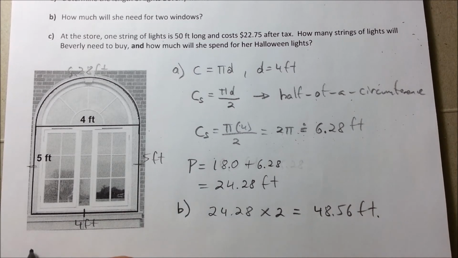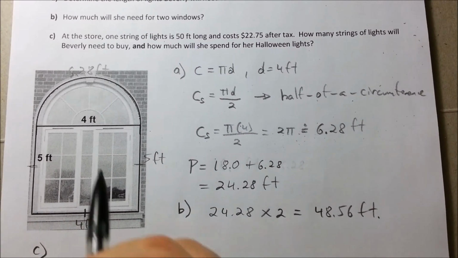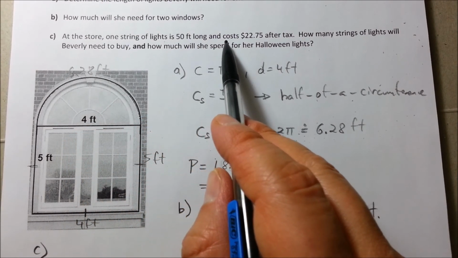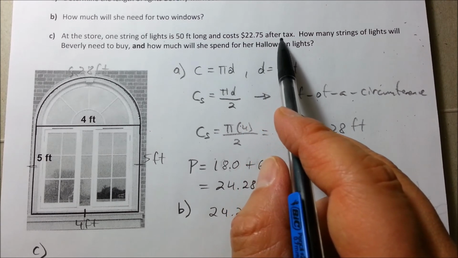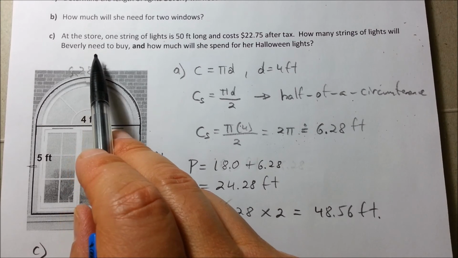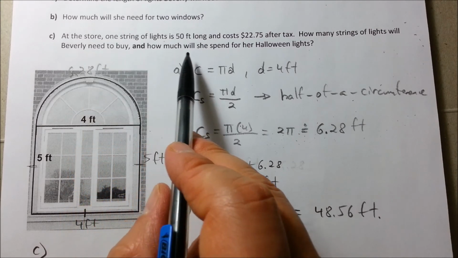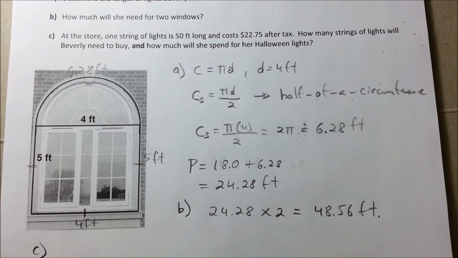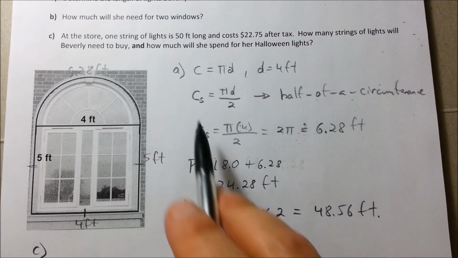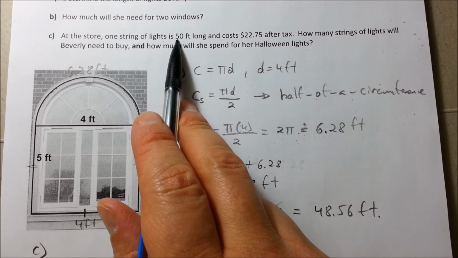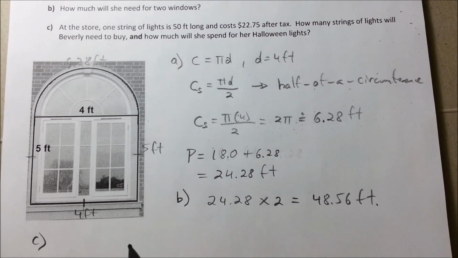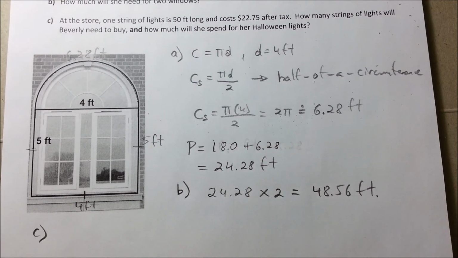And part C says, at this store, one string of lights is 50 feet long and costs $22.75 after tax. How many strings of lights will Beverly need to buy, and how much will she spend for her Halloween lights? Well, the length that she needs is 48.56 feet. If she buys just one string of lights, she will have to pay that much. So not so daunting. So let's just finalize this example like that.